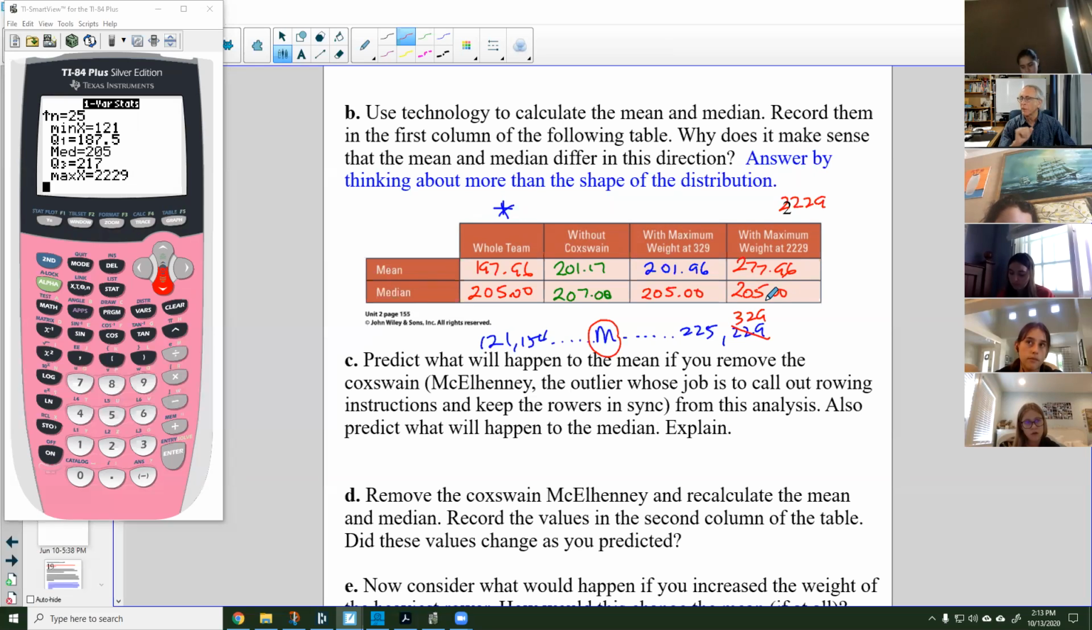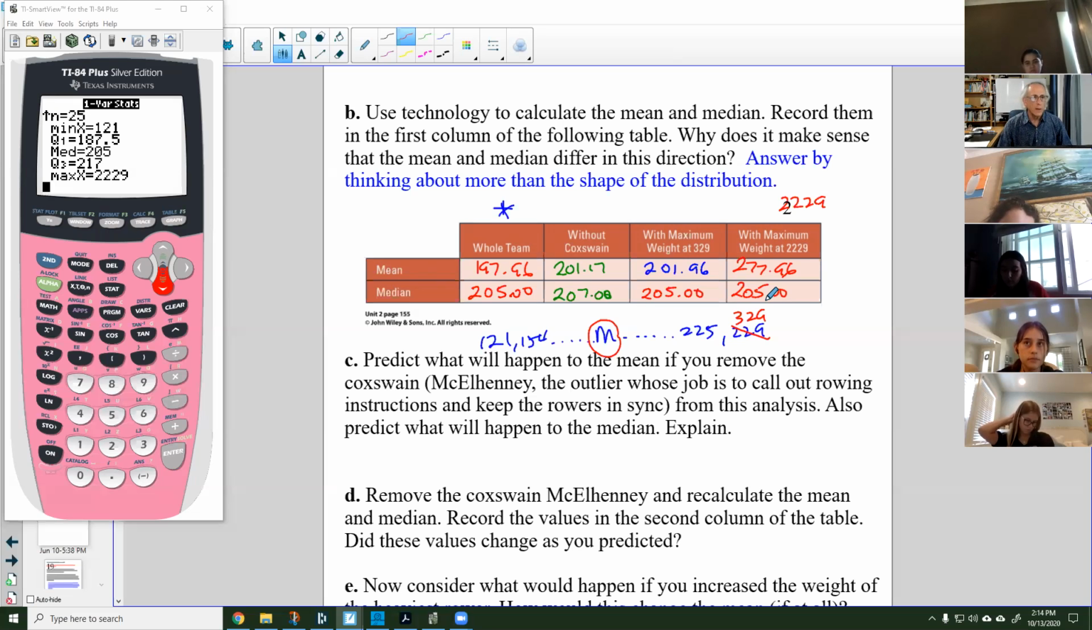This is telling us something very important. First of all, if we have an outlier like the coxswain, or like a typo where the person weighs 2,000 pounds instead of 200 pounds, that outlier is really going to affect the mean that we come up with. It's going to affect the mean, but it's really not going to affect the median, maybe a tiny bit, but not that much.